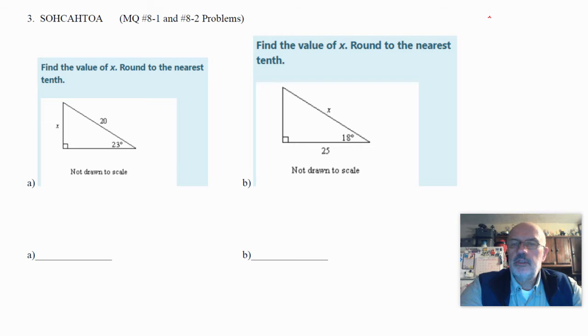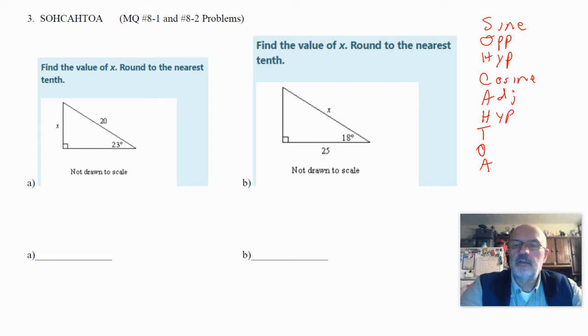So remember what SOHCAHTOA is for. It's an acronym that has been used, probably invented by someone who was very nervous about taking a test years ago, but it's a memory aid. So sine is the opposite leg over the hypotenuse. Cosine is the adjacent leg over the hypotenuse. Tangent is the opposite leg over the adjacent leg.